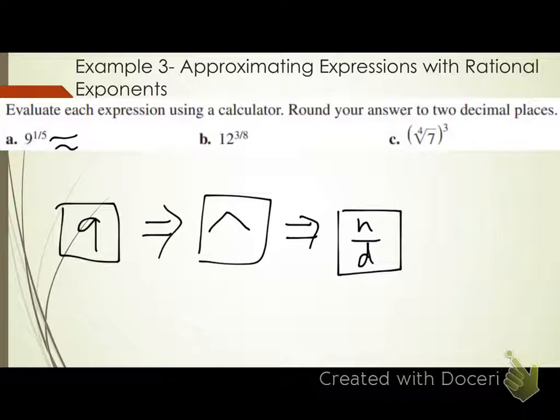And it wants us to round to 2 decimal places. So what are we getting for 9 to the 1/5? 1.55. That's it for letter A.